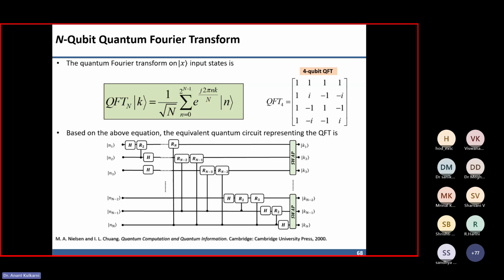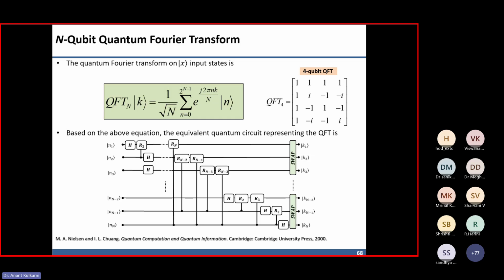So the quantum Fourier transform, this way we can represent. If you look at it very carefully, from the 3 qubit quantum Fourier transform to the n qubit quantum Fourier transform, it starts with a Hadamard gate, ends with a Hadamard gate, followed by the swap gates. And this is represented with the quantum Fourier transform like a Fourier transform. The only difference is 1 upon under root n, sum from 0 to 2 raised to power n minus 1, e to the power of j 2 pi nk by n. Based on the above equation, the equivalent quantum circuit representing the QFT is.